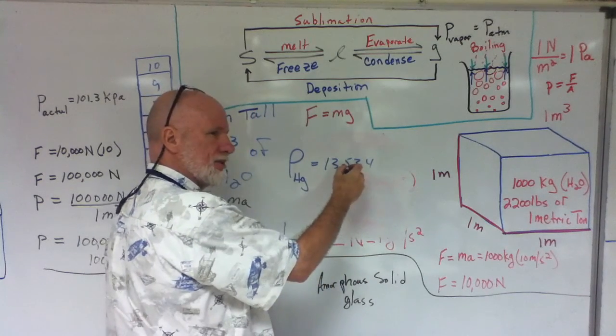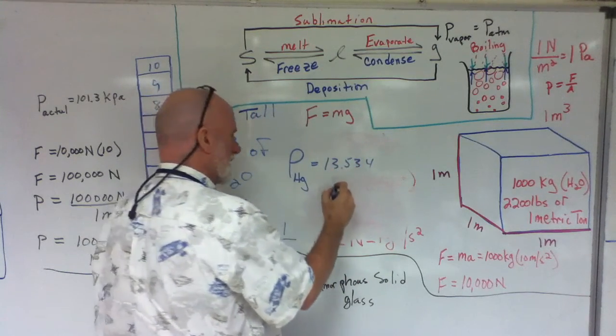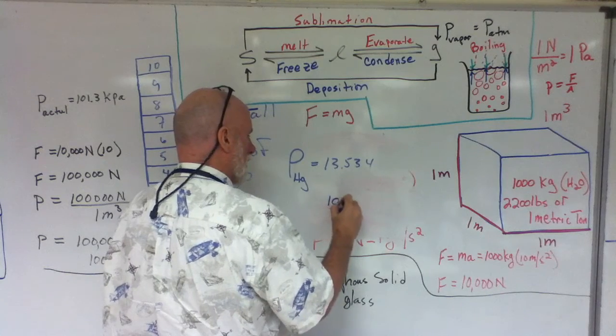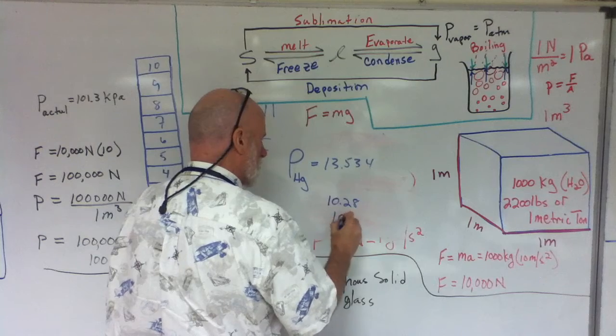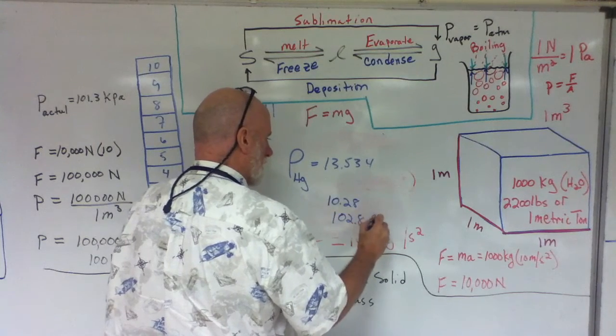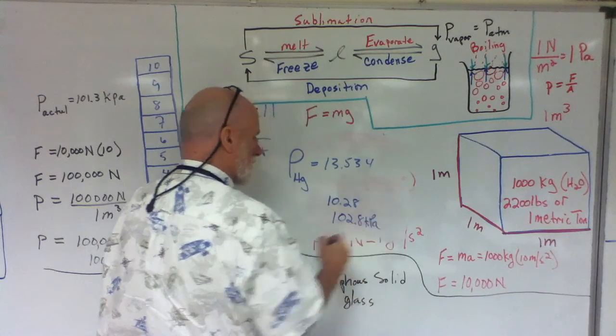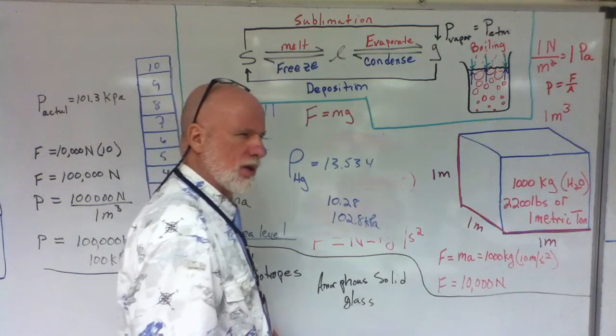So that times 0.76 is going to be 10.28. Getting a little closer, yes? 5. So that would be 102.8 kilopascals. So it's there somewhere, though it's 101.3.